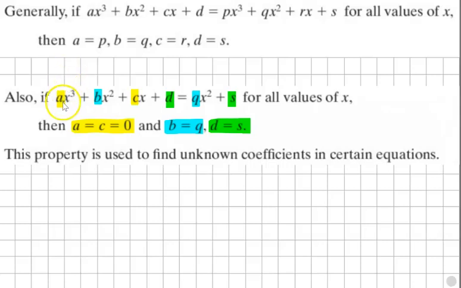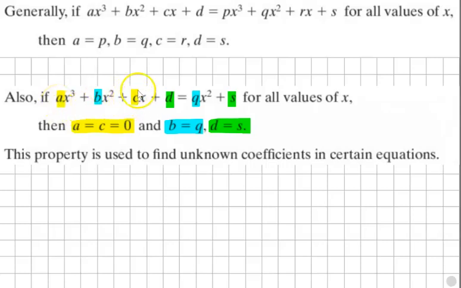Also, if ax cubed plus bx squared plus cx plus d equals qx squared plus s for all values of x, then a is equal to c is equal to 0, meaning that the x cubed term on the left of the equal sign does not have a matching one on the right of the equal sign, so we just say a is equal to 0.